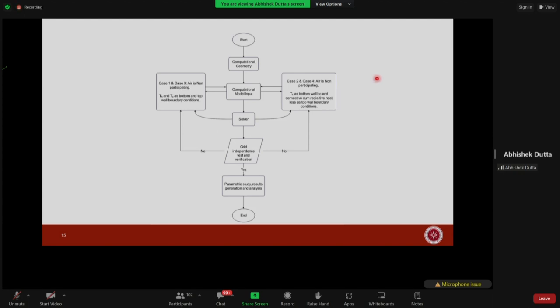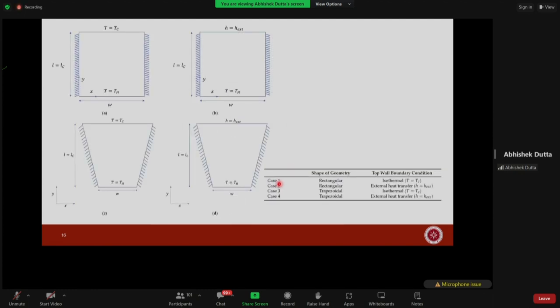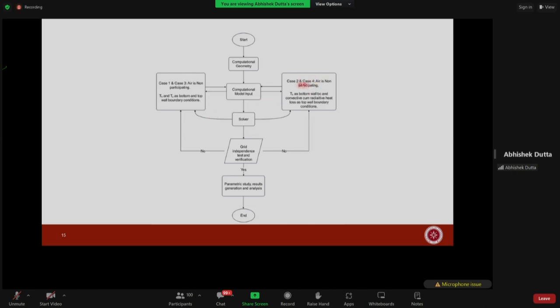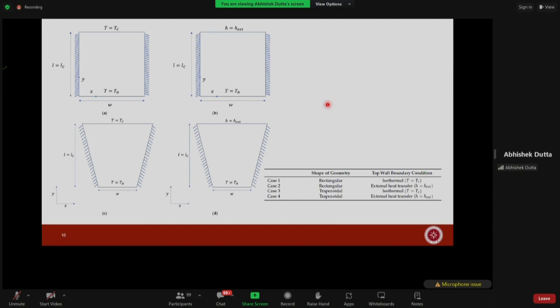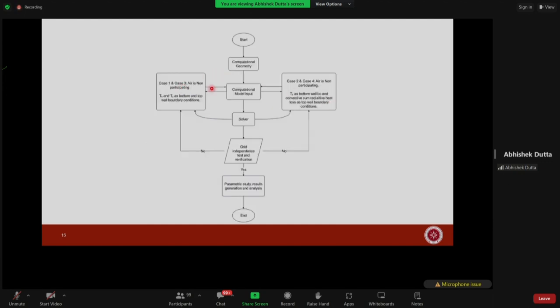They developed, or they proposed, this algorithm. They proposed the standard way of working, starting with the computational geometry, and then these four cases. Cases one and three are both rectangular and trapezoidal, and of course the top wall boundary condition was isothermal, as I told you before. And the second and the fourth case are this one, where the air is non-participating, and they have the external heat transfer that is happening here. Okay, so these are the four cases that they put into the model.